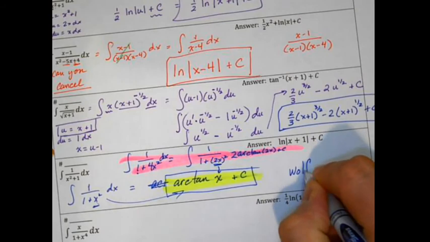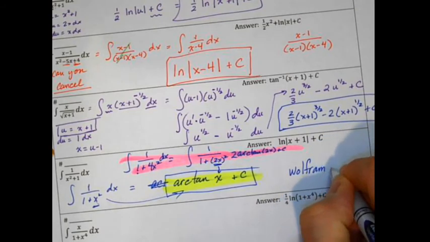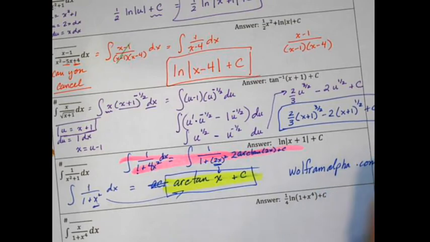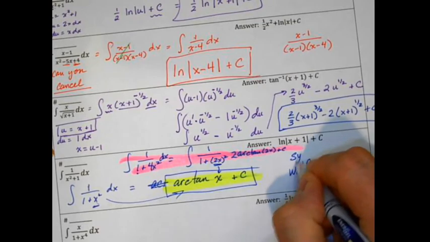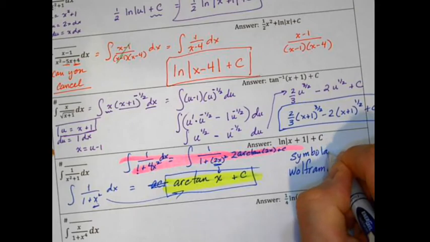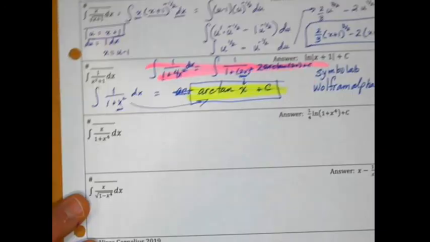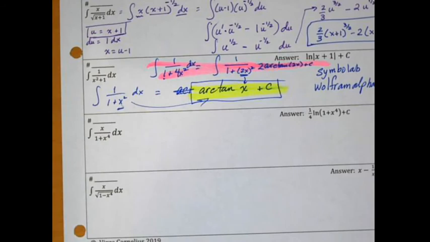I'll throw out Wolfram Alpha.com. That one helps. I think Symbolab also can help you out with those. Okay. So again, if you throw it in the Google search, that'll be okay as well.